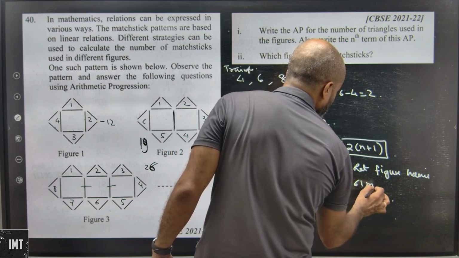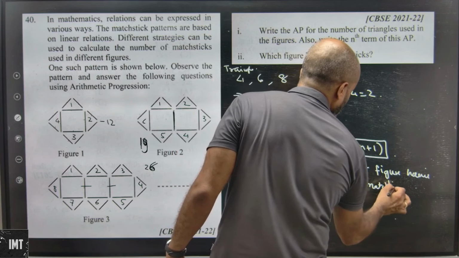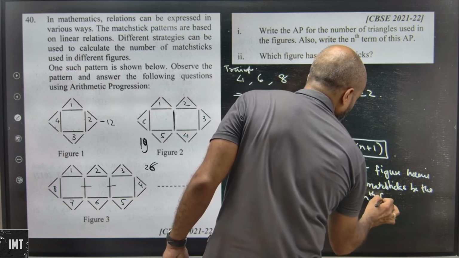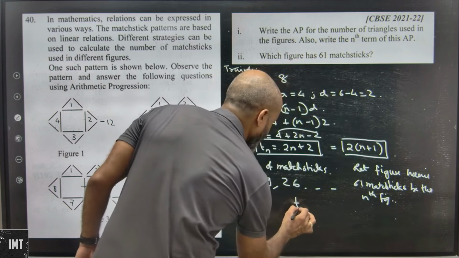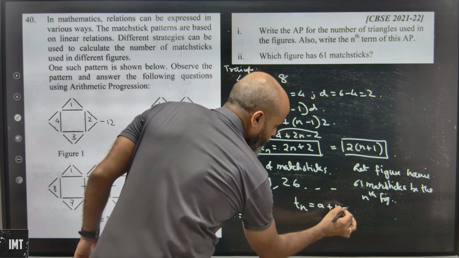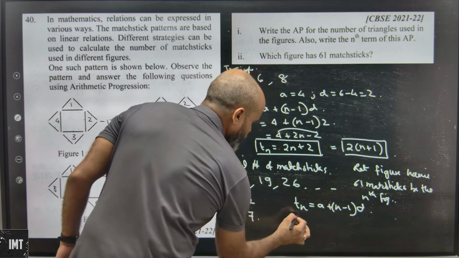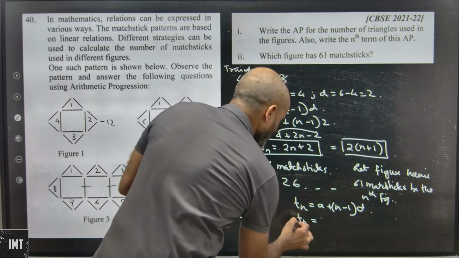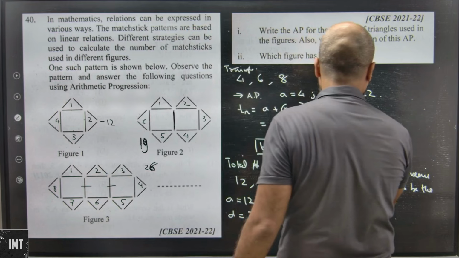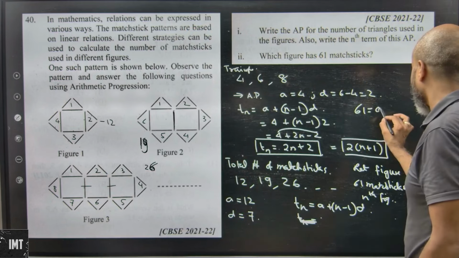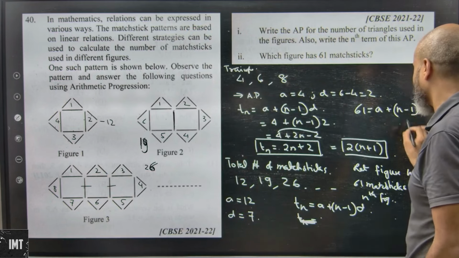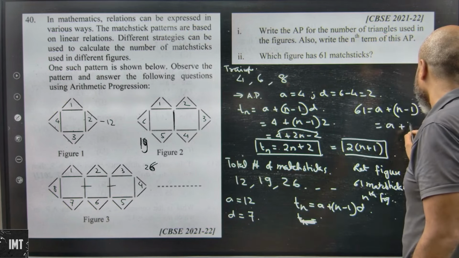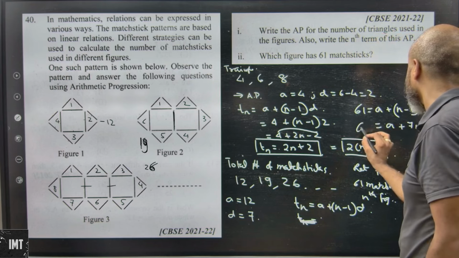let the figure having 61 matchsticks be the nth figure. Okay, now we know that Tn is equal to A plus n minus 1 into D. So in place of Tn we can write 61 is equal to A plus n minus 1 into D. N is not known to us. D here is 7. So that will be A plus 7n minus 7.